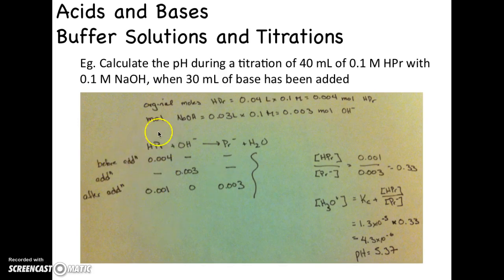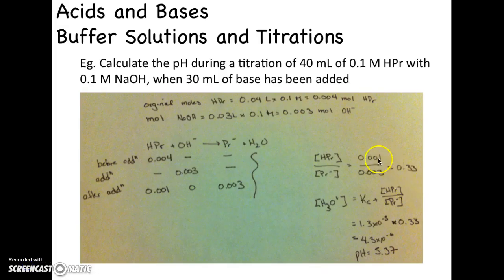So our weak acid is going to react with the base, so 0.004. It's going to react with 0.003 of our base, leaving us 0.001 of the acid. All of the base is going to be consumed because there's more acid than base in solution, and as it's consumed, it gets turned into the conjugate base. So we end up with 0.003 of PR negative.